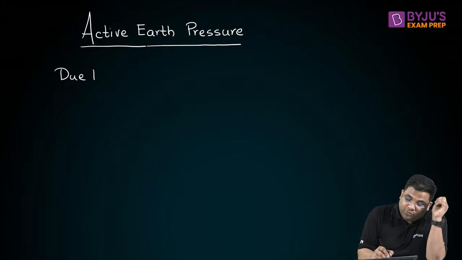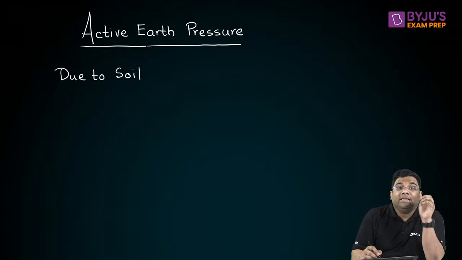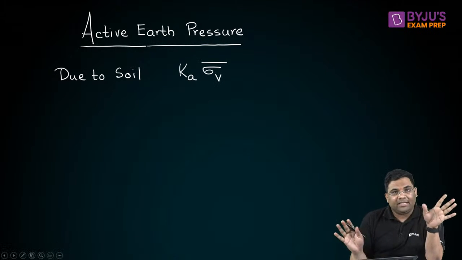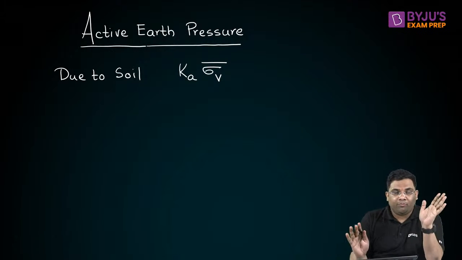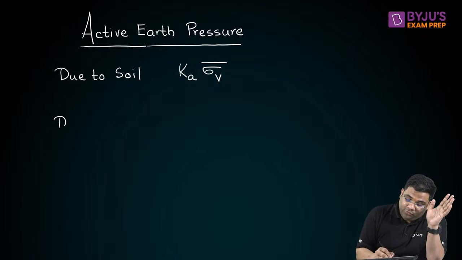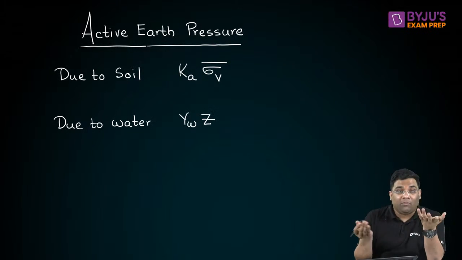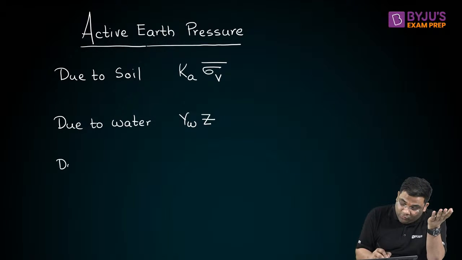Now, due to soil, the pressure will be how much? Active earth Ka into your vertical stress. Vertical stress, how to find out? We know. And then due to water, it is gamma W into Z, where Z is the depth from the water table. And then due to surcharge.